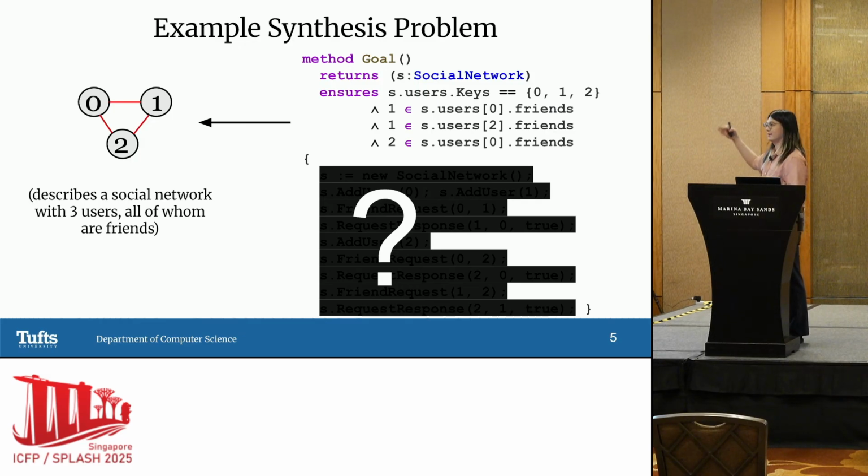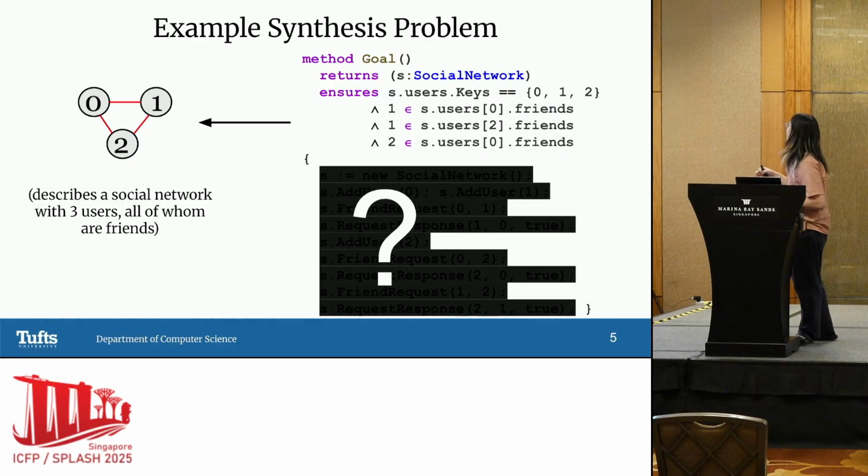So let me give you an example synthesis problem. Here with the social network database, we want to synthesize a clique of 3 users, all of whom are friends. Here we write our synthesis goal: we have the 3 users, 0, 1, and 2. 1 is a friend of both of them. So here we have an object invariant saying that if I'm a friend of you, then you will be a friend of me. And then user 2 is user 0's friend.